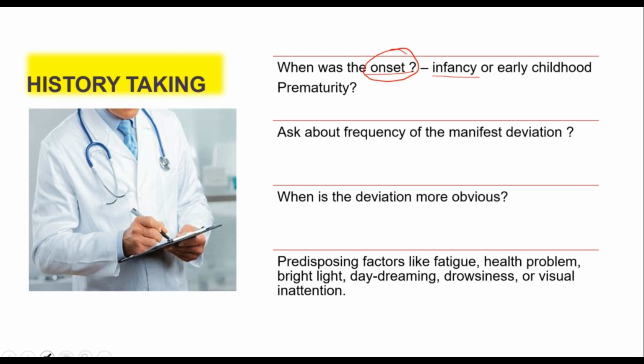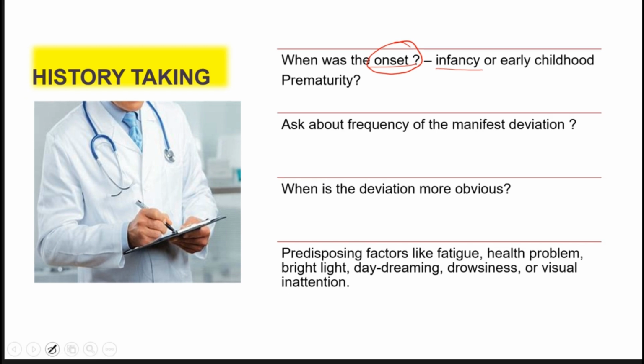Also, you have to ask when the deviation is more obvious. Is the deviation more when the patient is looking at a far distance, or more when the patient is looking at a near distance? Also, we have to ask about the predisposing factors which might make a latent deviation a manifest deviation, like presence of fatigue, any health problem, recent vaccination, any viral illnesses, fever, presence of bright light, daydreaming, drowsiness, or visual inattention. Now, these are the factors which usually lead to manifest exotropia.